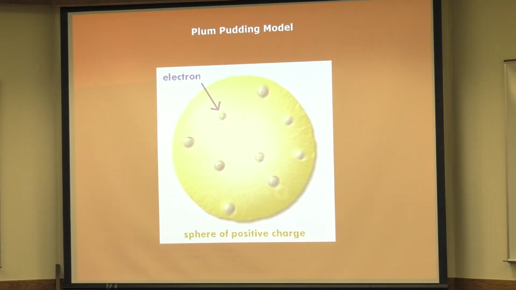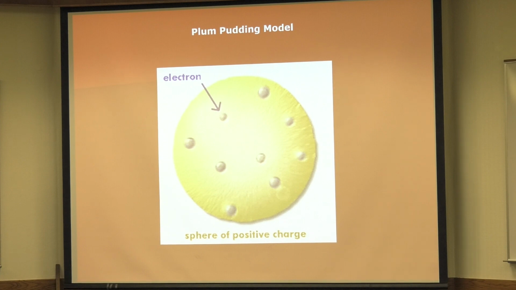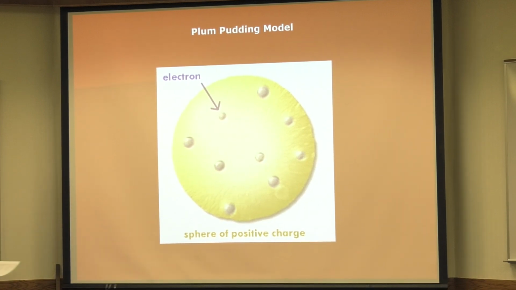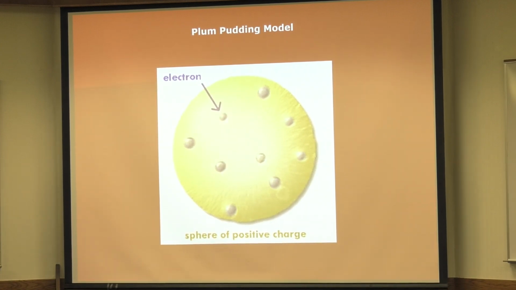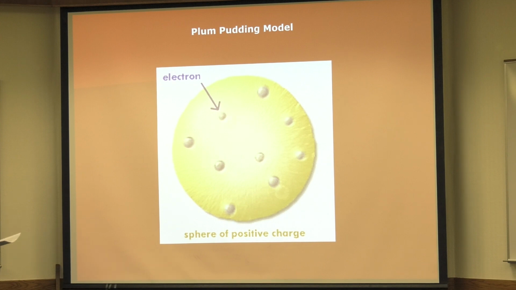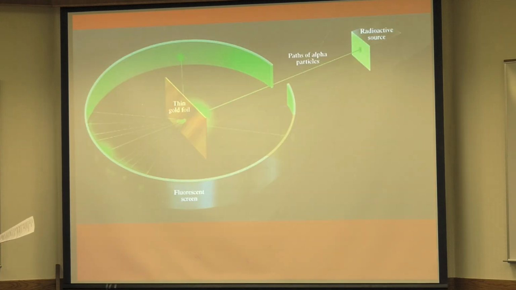All right? Okay. Well, you know, you've got to test your models. And so there was a very famous physicist from New Zealand, Ernest Rutherford. In 1911, he did what's now called the Rutherford scattering experiment.